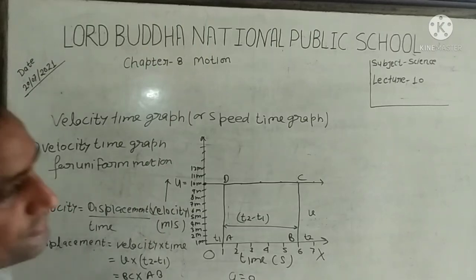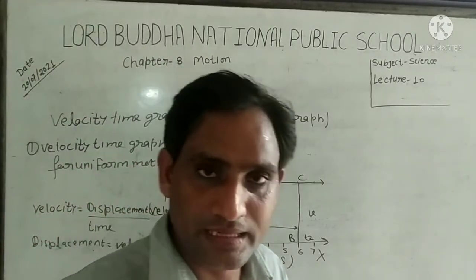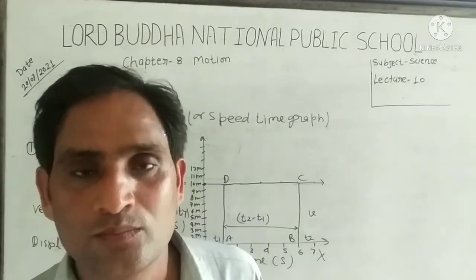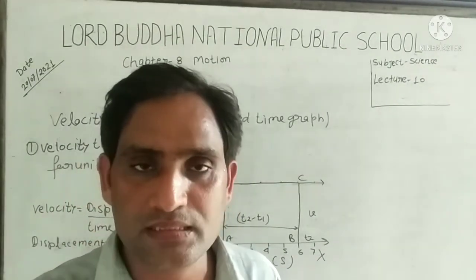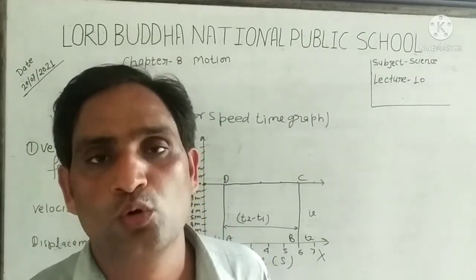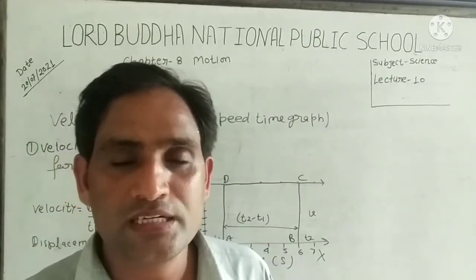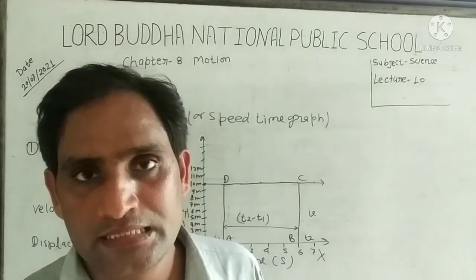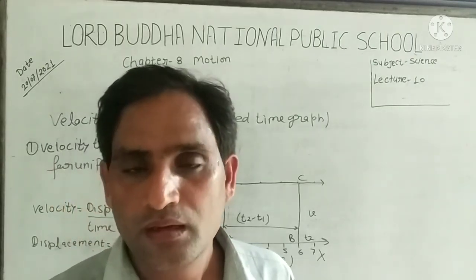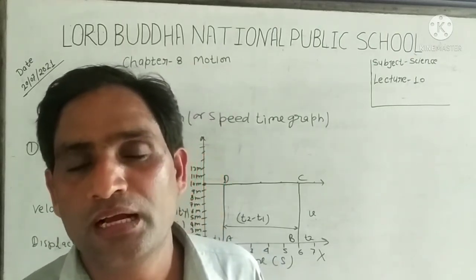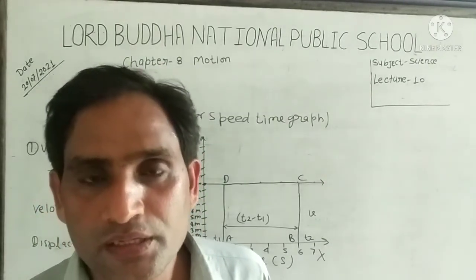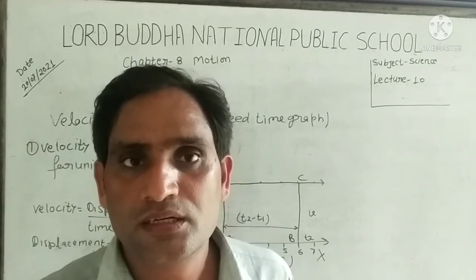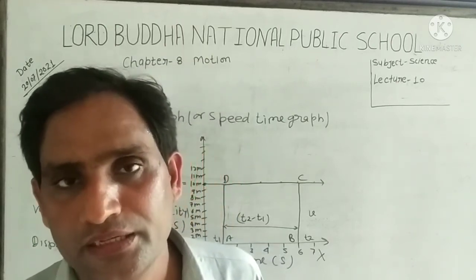We see from this graph that for uniform motion the velocity time graph is a straight line parallel to the time axis, and there is no slope between the velocity time graph and the time axis, hence the acceleration is 0. And the area under the velocity time graph and the time axis for a given interval of time gives the distance covered by the object in that interval of time.